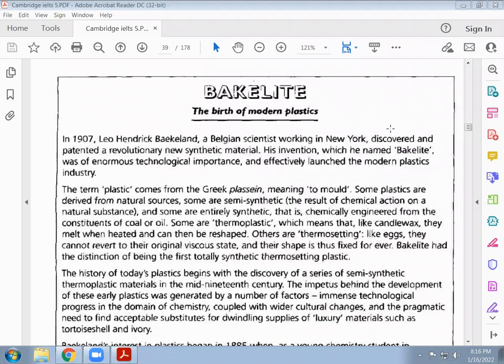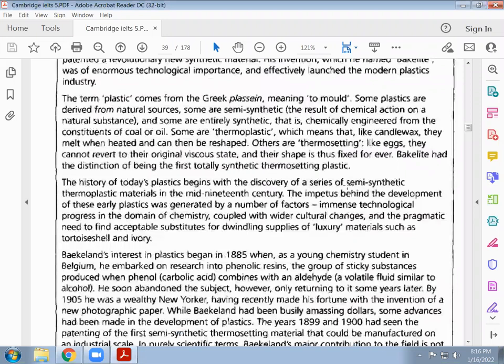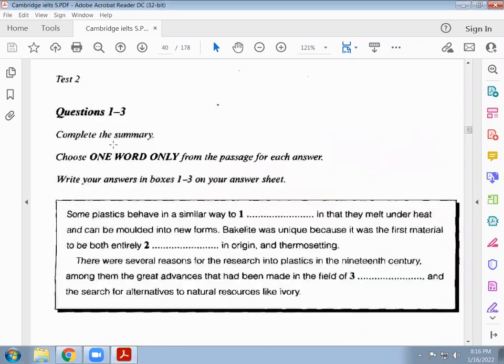Hello everyone, this is Iram, and today I'm going to share some magical techniques to solve one particular type of question in IELTS that is found in both academic and general. This question type is summary completion, where the question is: complete the summary below.